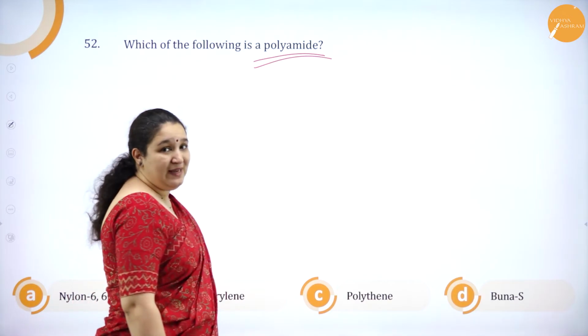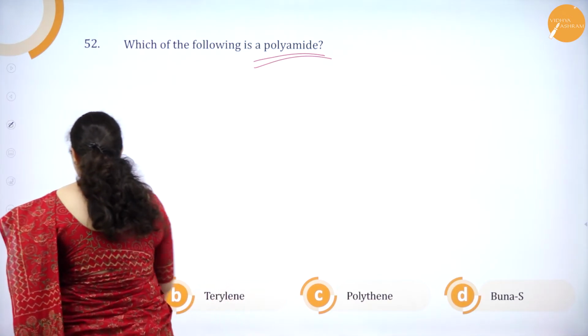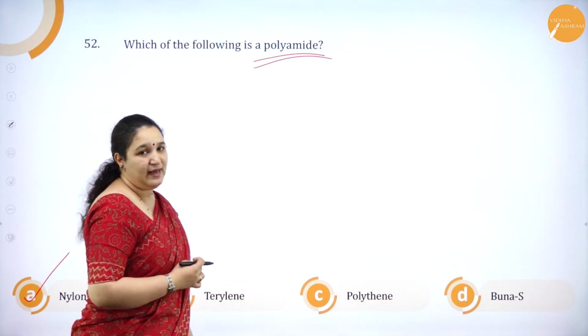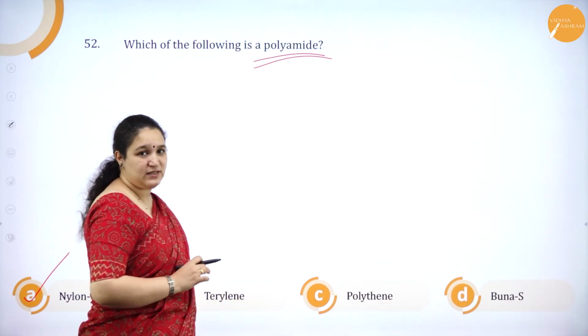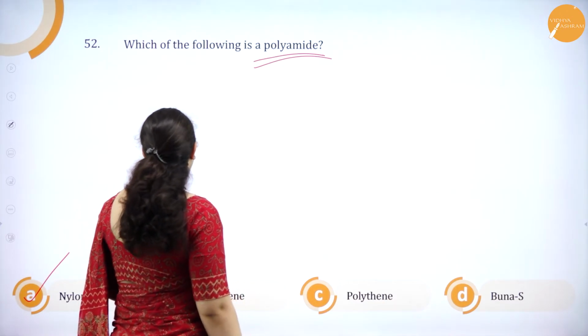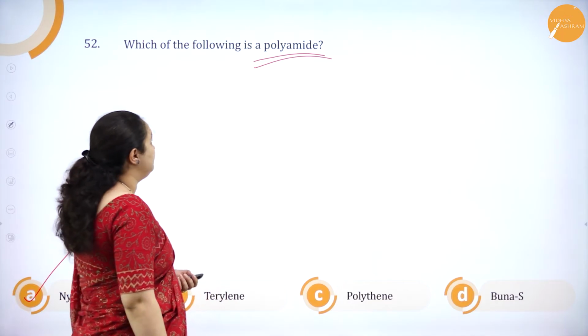Terylene is a polyester, whereas nylon 66 is a polyamide. It is made up of hexamethylene diamine and adipic acid. Okay, so that is the answer for the 52nd question.